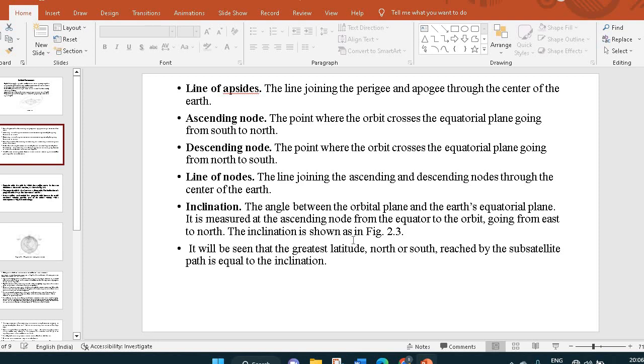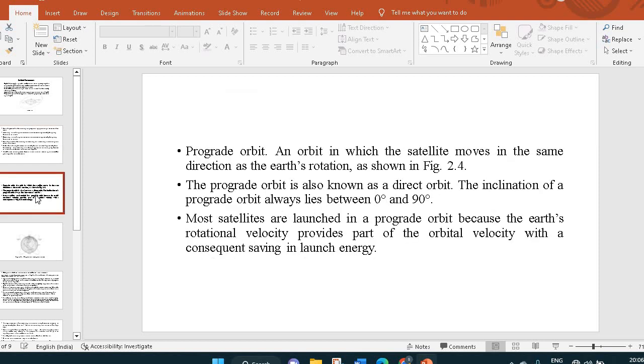The inclination is given as in the figure. It will be seen that the greatest latitude, north or south, reached by the sub-satellite path is equal to the inclination. Prograde orbit, an orbit in which the satellite moves in the same direction as the Earth's rotation, shown in the following figure. The prograde orbit is also known as the direct path. The inclination of the prograde orbit always lies between 0 and 90 degrees.